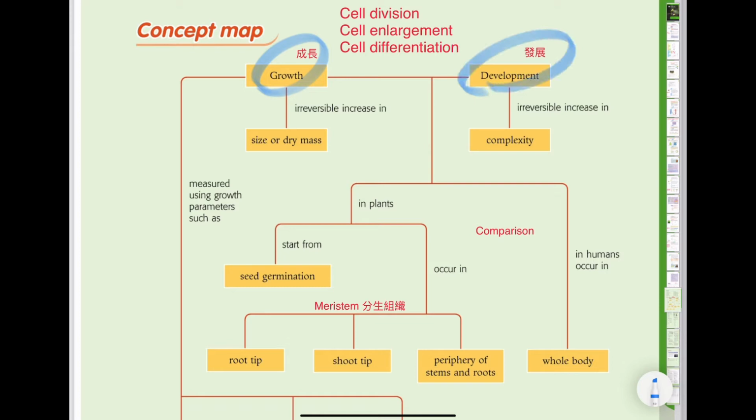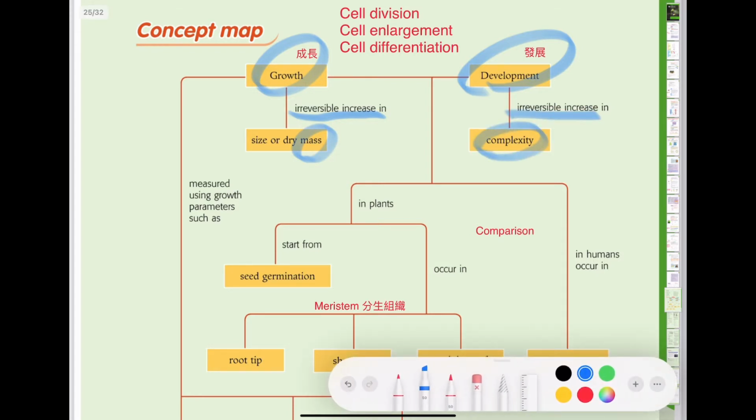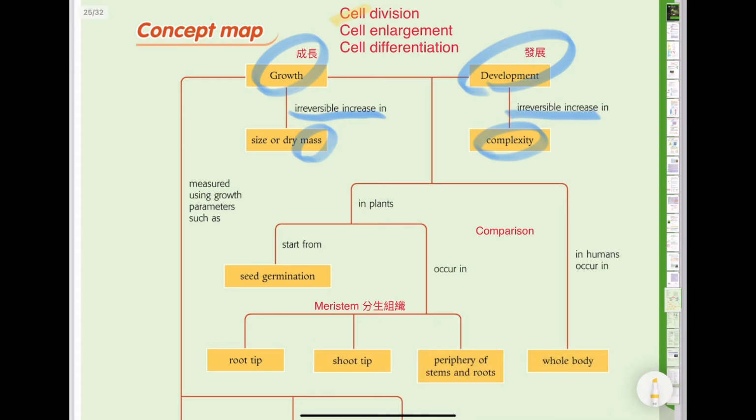So that's why the definition needs to be clarified: irreversible increase in mass, irreversible increase in complexity. That's why we need to recall the concept of cell division. That means increase in cell number, cell enlargement, increase in the cell size, and cell differentiation. That means increase in the type of the cells.